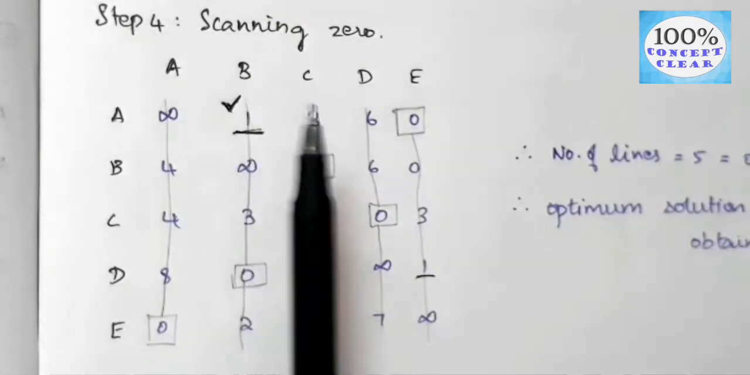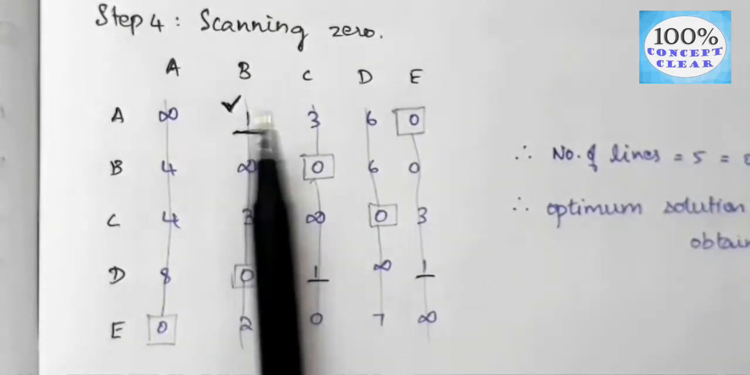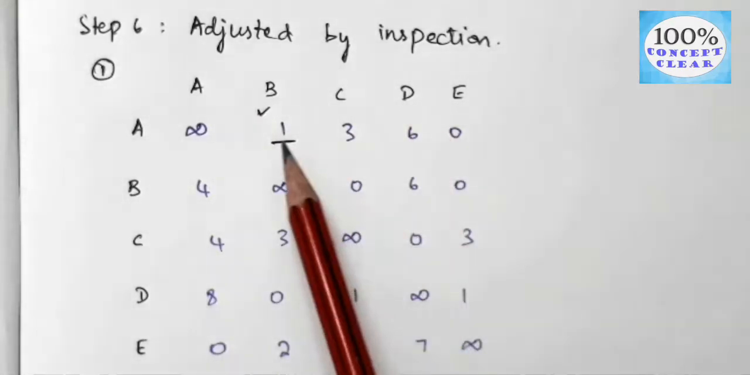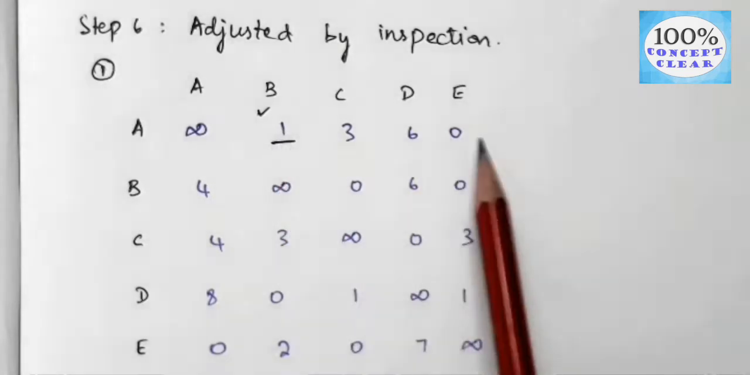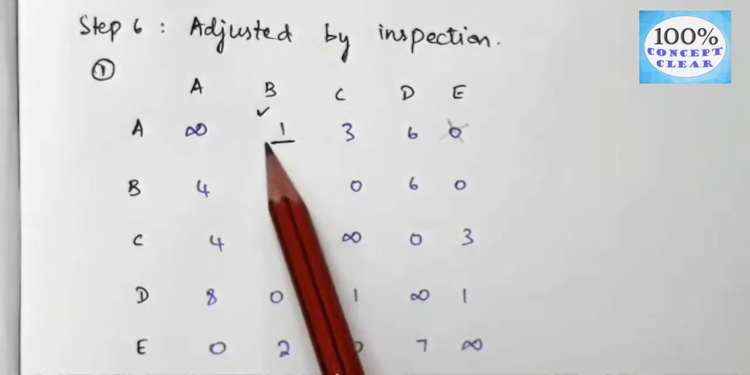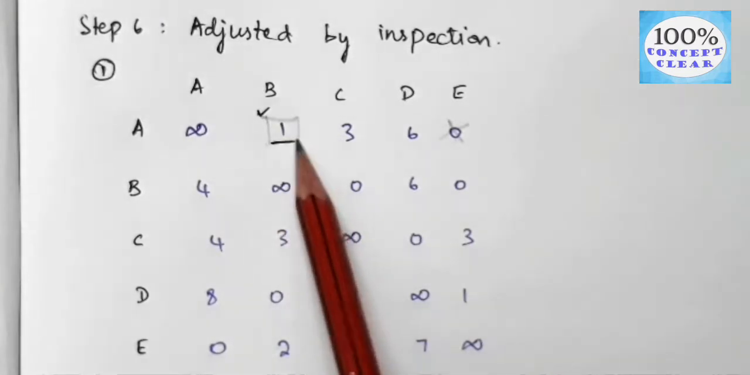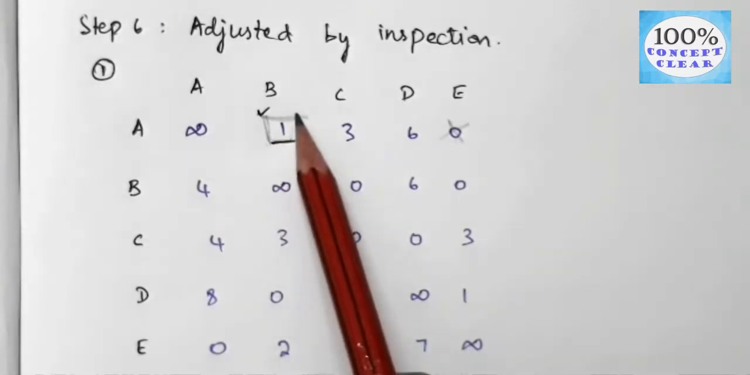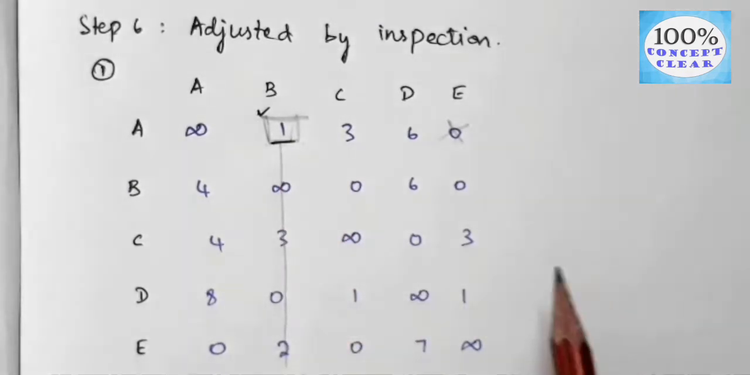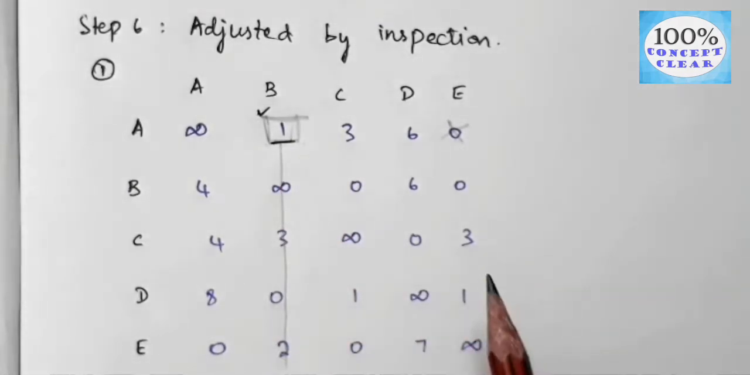Now we are going to mark this one instead of this 0. Our first option is this one. So cancel the 0 and mark this one. Now we have marked this row wise, so we should cancel column wise. Now we can do the scanning process as usual.